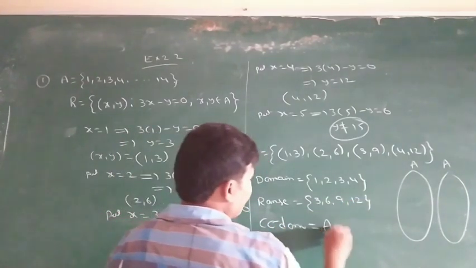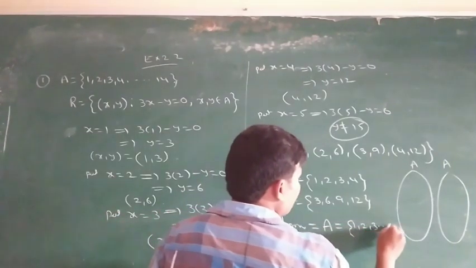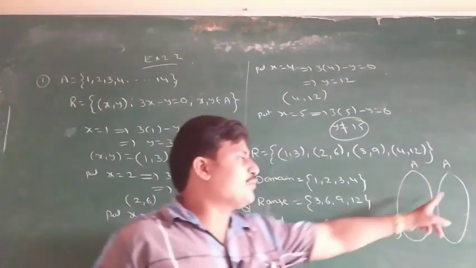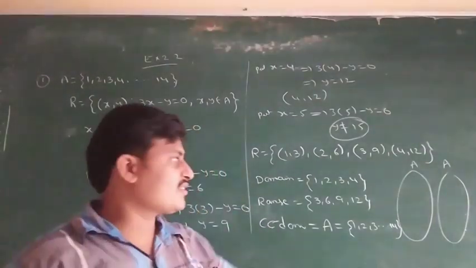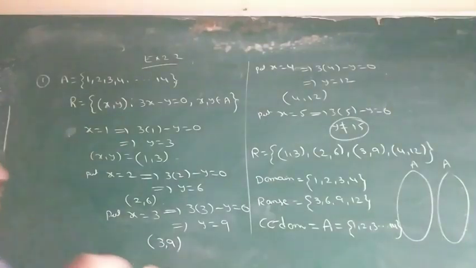Codomain. Codomain is equal to what? A. A is equal to what? 1, 2, 3 and so on up to 14. The relation is from A to A, as given in the problem. This is the domain, the codomain. Okay. Understood? Clear?